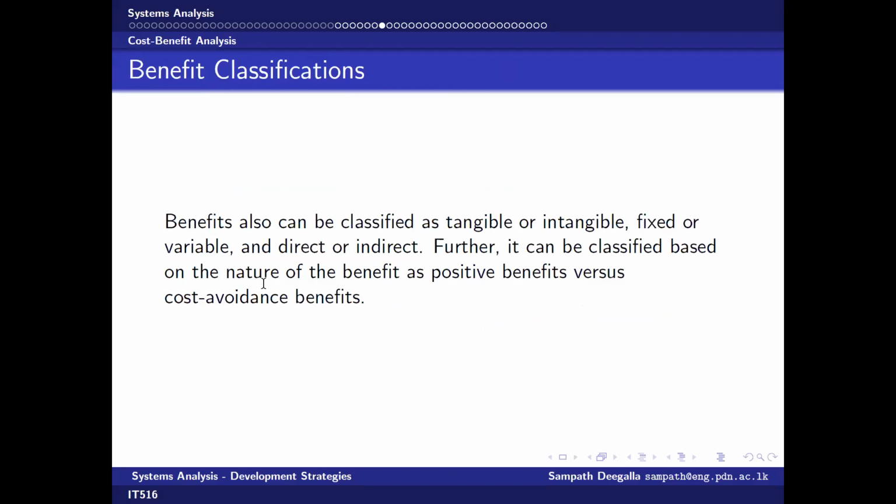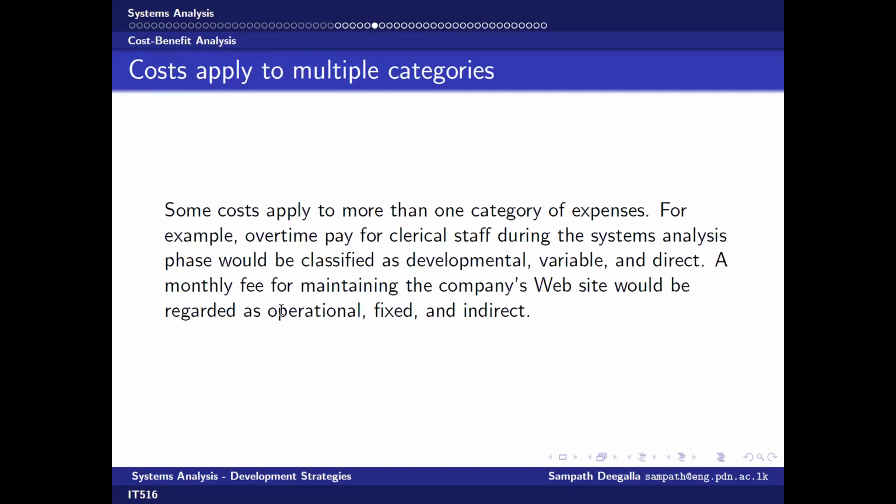Okay, now that we have looked at all these, let's look at costs in multiple categories. Right? Some costs apply to more than one category of expenses. For example, if you take overtime in the system analysis phase, it would be classified as development, variable, and direct. Or if you take a monthly fee, it could be operational, fixed, or indirect. So you can see that some of these costs can be classified into multiple categories.